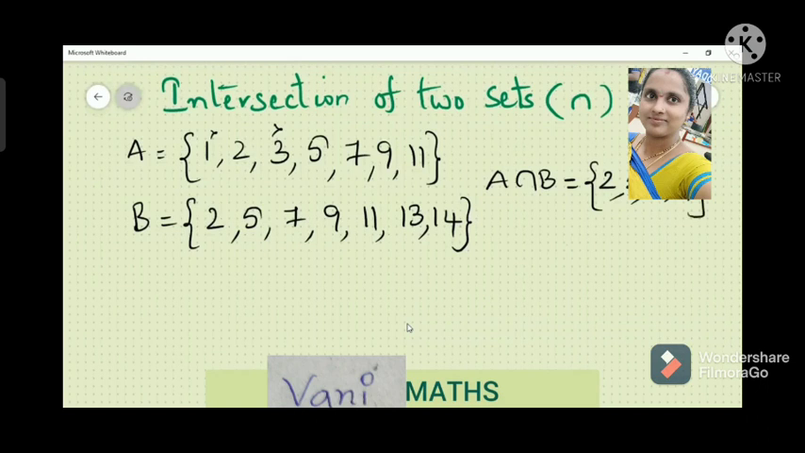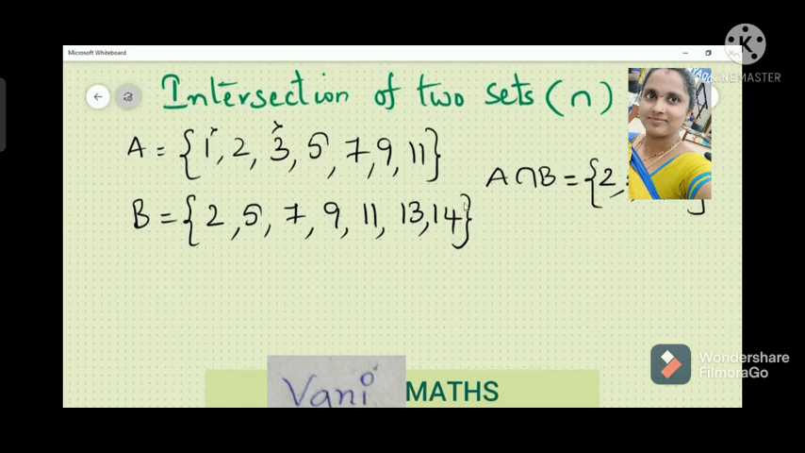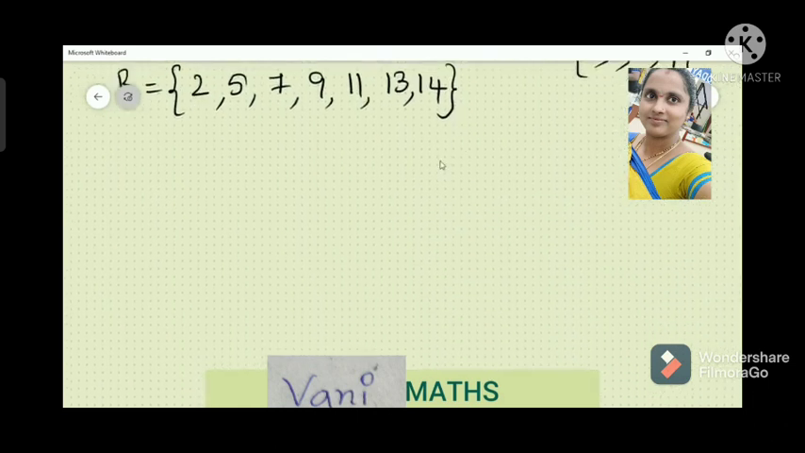So what is A intersection B? It contains elements of both A and B. So how do we define A intersection B now? Let us define the intersection of sets.